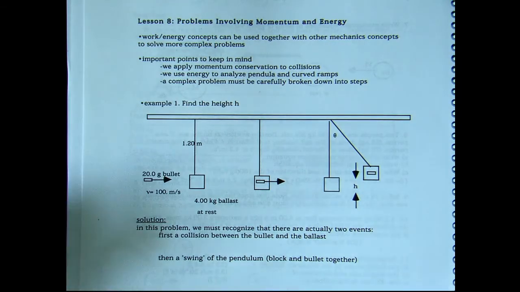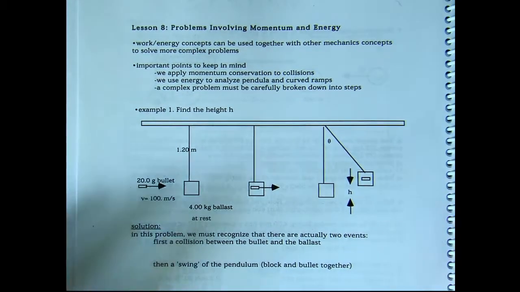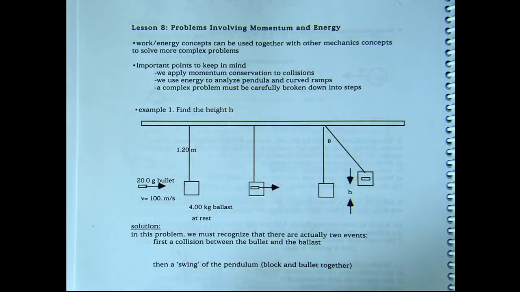Okay, here we go. This is lesson 8 of energy and momentum. There are 3 examples that we're going to go over. They're going to be relatively quick, and this will be it. So we're going to look at larger problems now, connecting momentum and energy together and seeing what we can do with all of that.